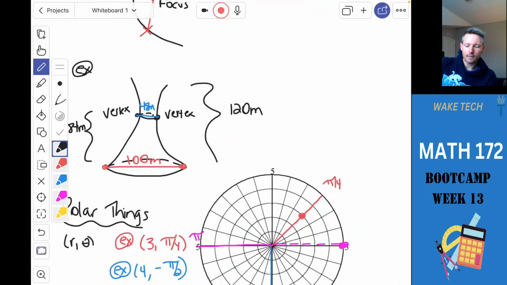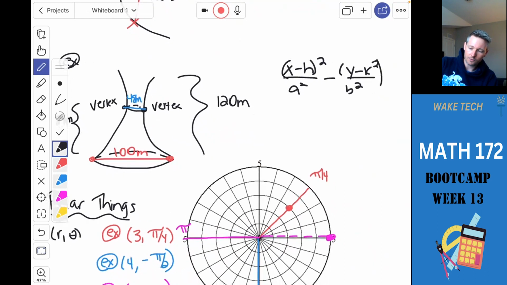So Alex, the hyperbola question. It's a horizontal hyperbola. We know that that's how the tower would be, the branches would be opening to the left and right, which means the general equation is x minus h squared over a squared minus y minus k squared over b squared, and all that's equal to 1.